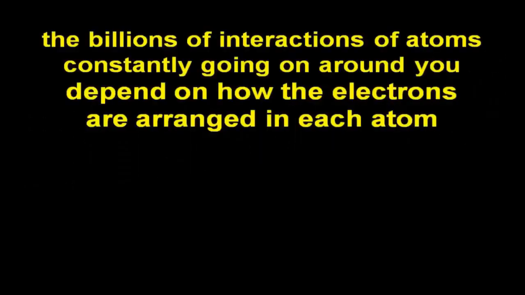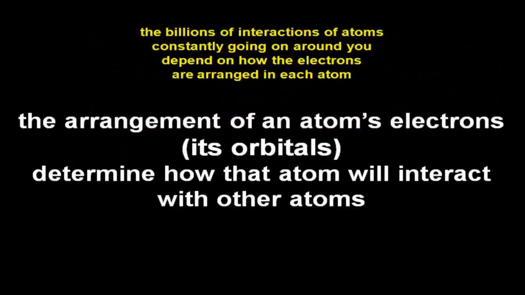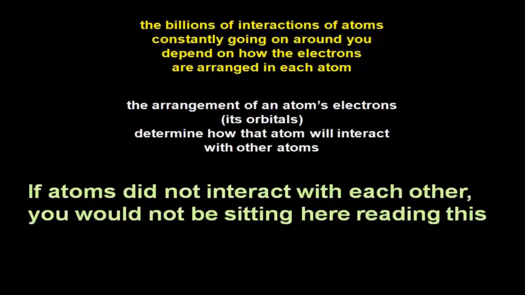So what, might you ask, does that have to do with anything? Why do we care about how electrons are arranged in atoms? Well, atoms are constantly interacting around you on the Earth and the solar system and the universe. Those interactions depend on how electrons are arranged in each atom. That arrangement, its orbitals, determine how the atoms interact with other atoms. If atoms did not interact with each other, would you be sitting here reading this?